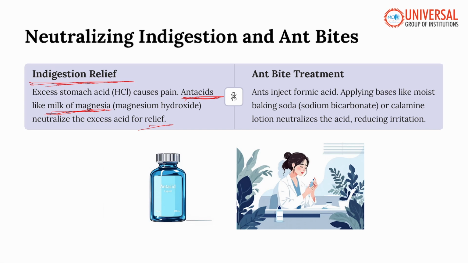Next, in the ant bite treatment. Ants inject formic acid when they bite. So applying a mild base like sodium bicarbonate, commonly known as baking soda, or calamine lotion, neutralizes the acid, reducing the irritation or the pain.